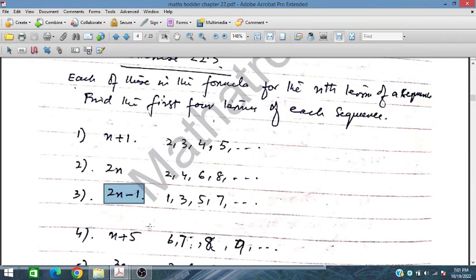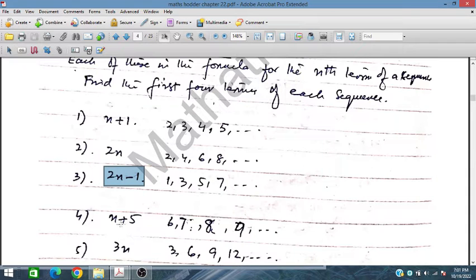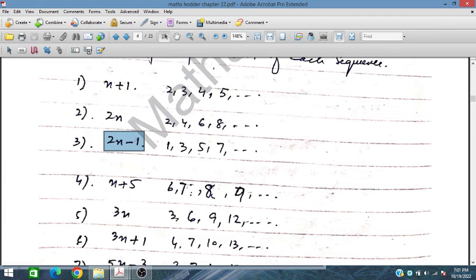So this is the nth term, so this is n plus 5. When n is 1, 5 plus 1, 6, and when n is 2, this is 7, 8, 9. Similarly for this one, when n is 1, this becomes 3. This will get the multiple of 3. So this is 3, 6, 9, 12. Here we have multiple of 3 plus 1.